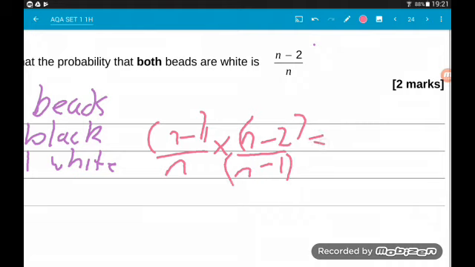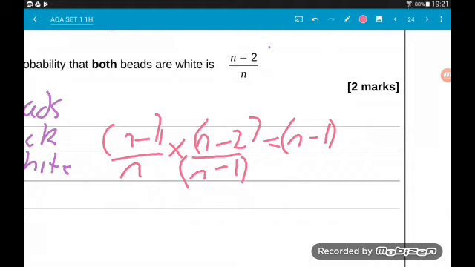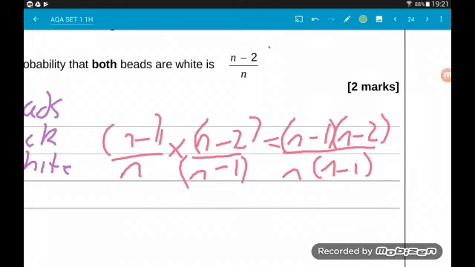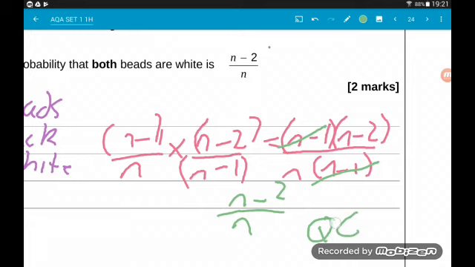So we will get n minus 1 times n minus 2 over n times n minus 1. And then, quite happily, we have a common factor of n minus 1 on the top and on the bottom, which leaves us with n minus 2 over n as we wanted it. QED, quite enough done. We've shown what we need to show.